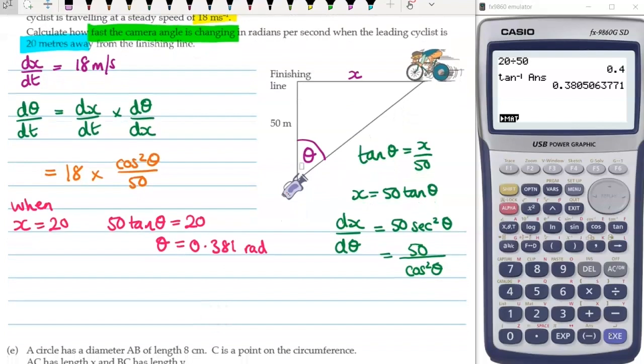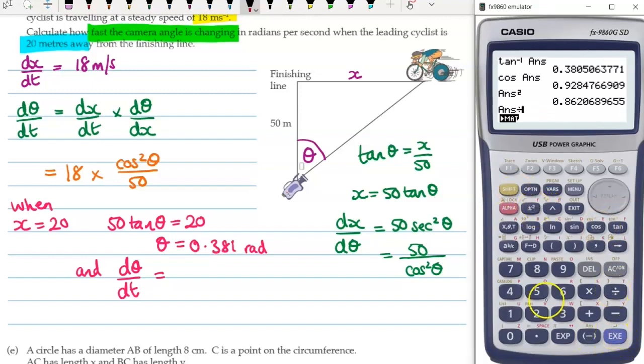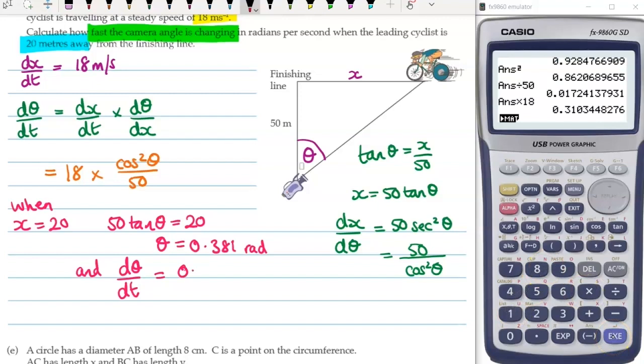And then we can put that into working out d theta by dt, substitute it into this line here. So we'll do cos of that answer, then square it, divide it by 50, and times by 18. That gives us the rate that this angle is changing at. Now the angle was measured in radians and the time is measured in seconds, so it's radians per second.